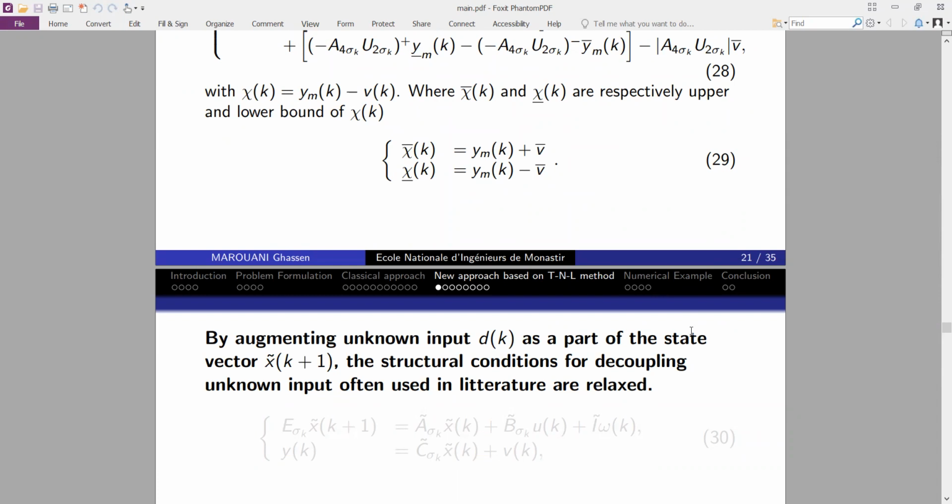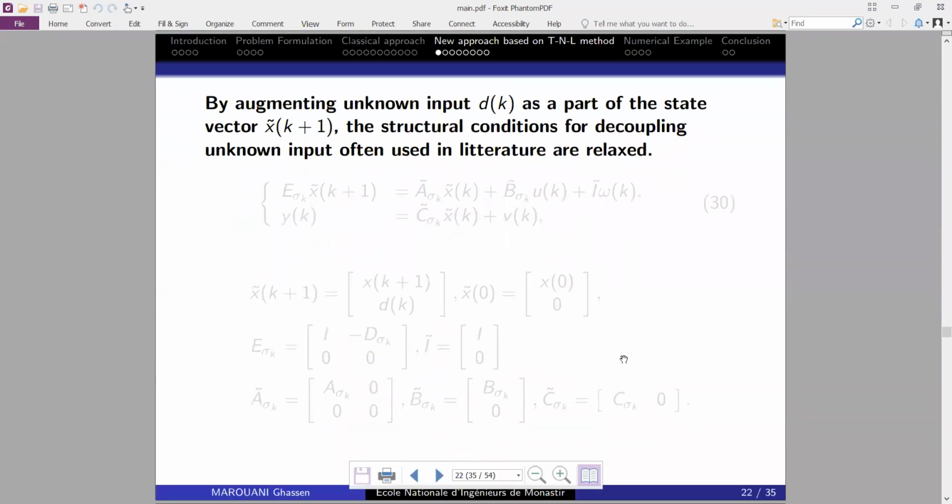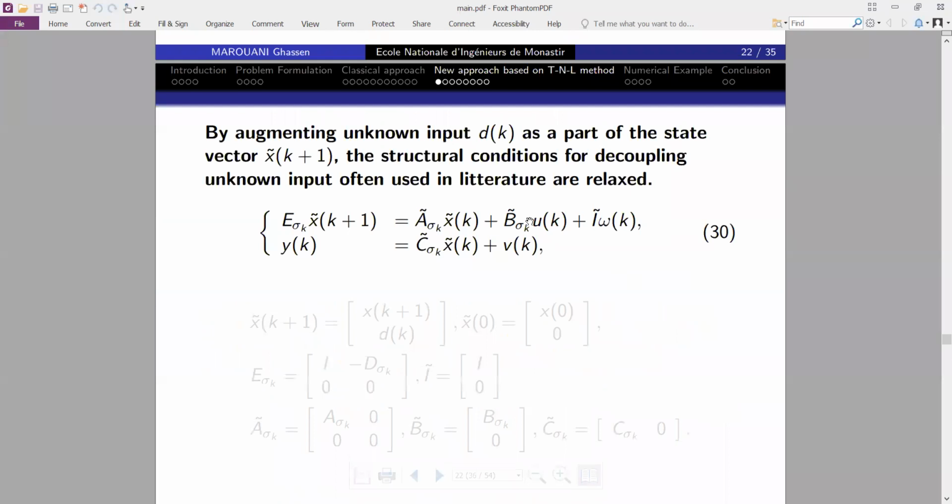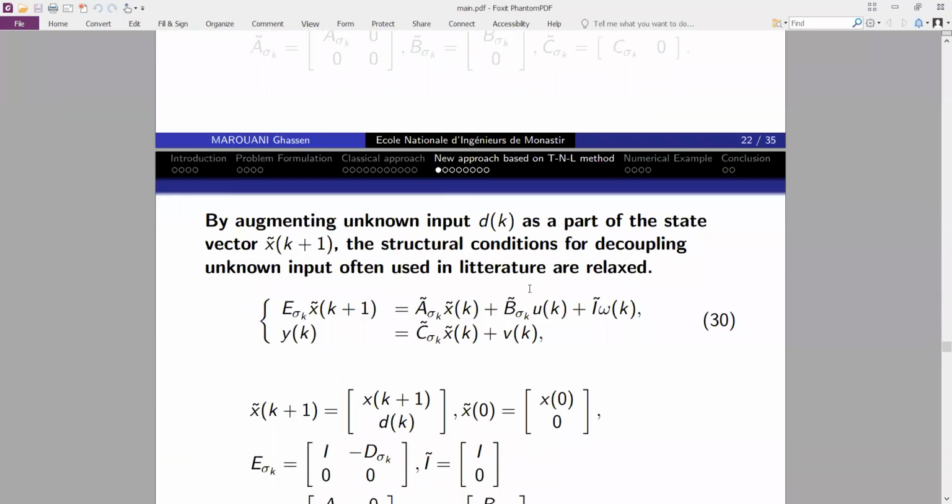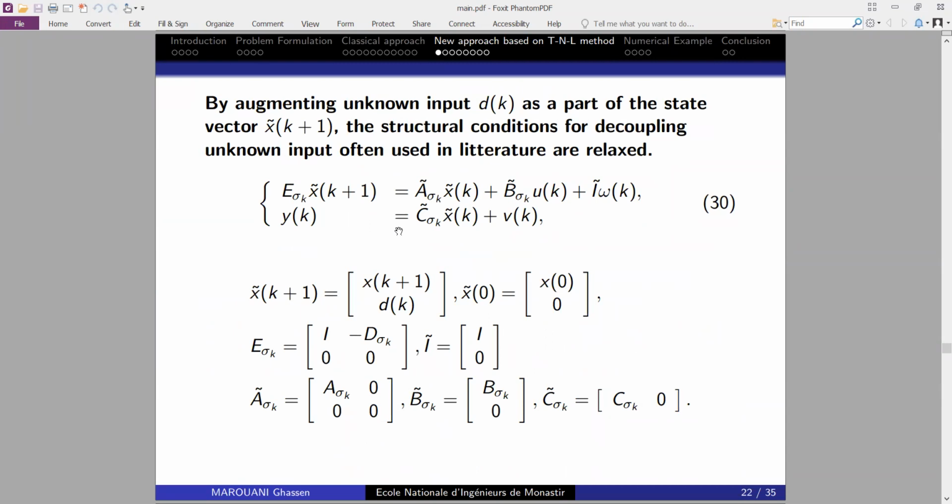The structural condition for decoupling unknown input is often used in the literature. So the switched system takes the following form, where the different components of the switched system are given as follows and the different matrices are explained. X tilde is x q plus 1 and the unknown input vector. The E sigma q is explained as a matrix. The matrices are given as A tilde and B tilde, also C tilde.